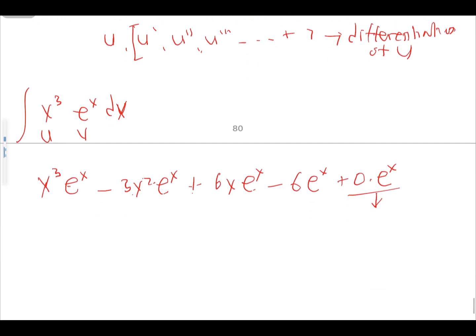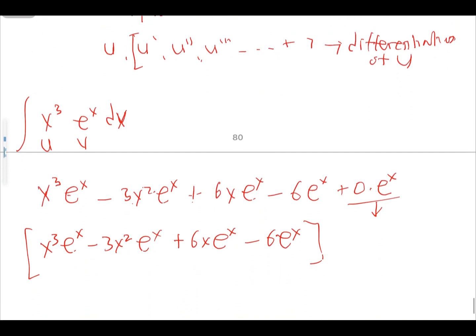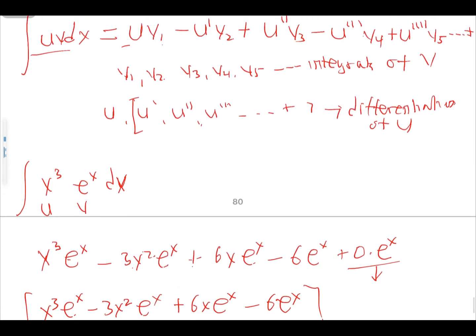As soon as we reach 0, we stop the iteration, and therefore our final answer is x power 3 exponent x minus 3x squared exponent x plus 6x exponent x minus 6 exponent x. So this is our result. It's as simple as that, a quick way of solving integration by parts questions right away, and you can try it on other questions that you may encounter.